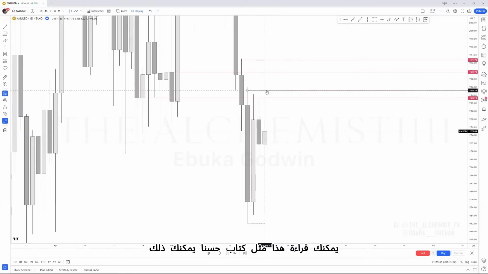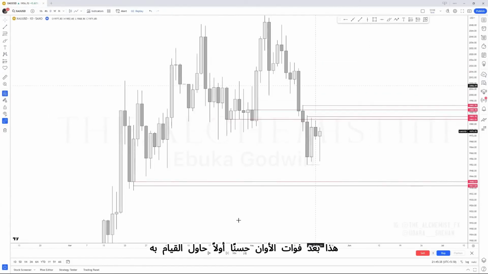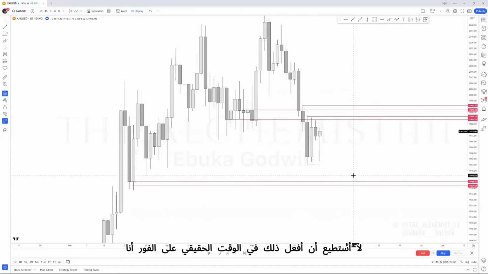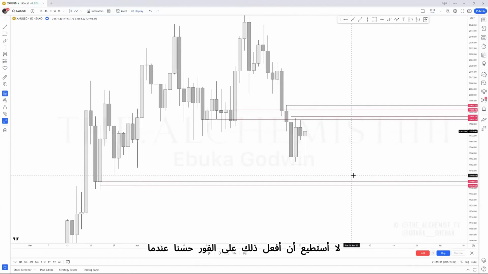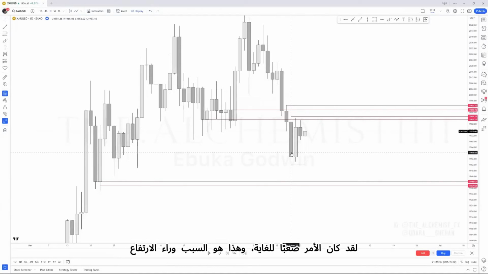You can read this like a book. First, try to do this in hindsight, because you need to understand the stuff clearly. You can't do it in real time right away. I couldn't do it right away when I was understanding this. It was very tough. That is why, with the benefit of hindsight, you can study all of this.